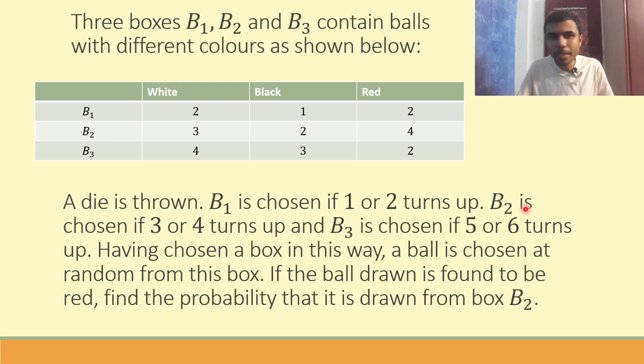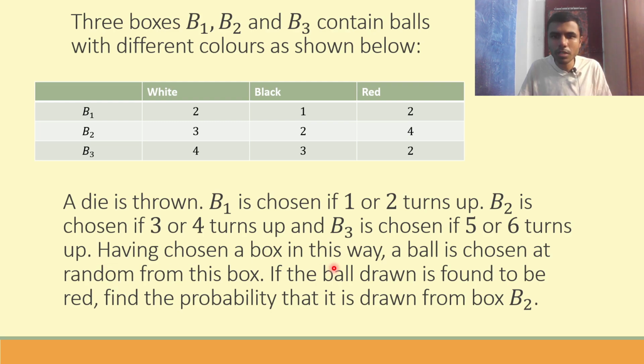Likewise, box B2 is chosen if 3 or 4 turns up. Again, the probability of choosing box B2 is 2 by 6, which is 1 by 3. Box B3 is chosen if 5 or 6 turns up. Again, 2 favorable events, total number of events is 6 in rolling of a die. So 2 by 6, which is 1 by 3. So all the three boxes have equal probability of getting chosen.